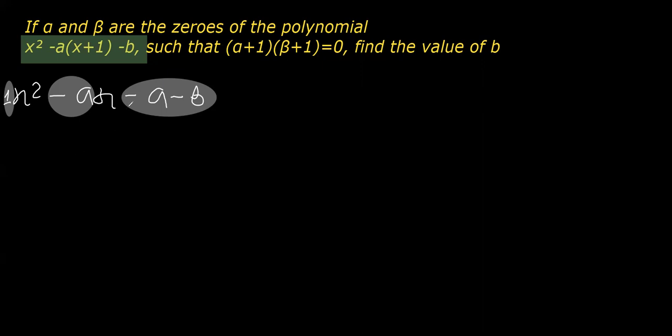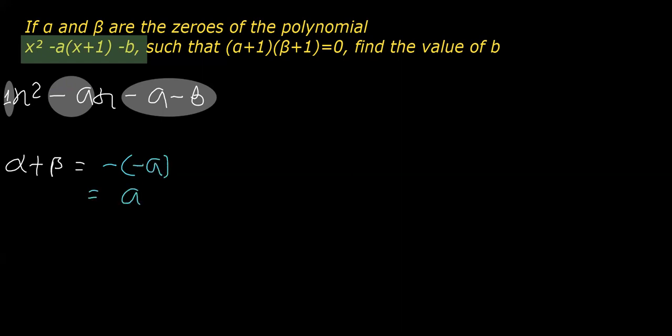Now, first of all, I'm going to get the sum of the zeros. Sum of the zeros, that is alpha plus beta, is negative coefficient of x divided by coefficient of x squared. So it is minus of minus a. This is minus of negative coefficient of x, which is minus a. That is equal to a.